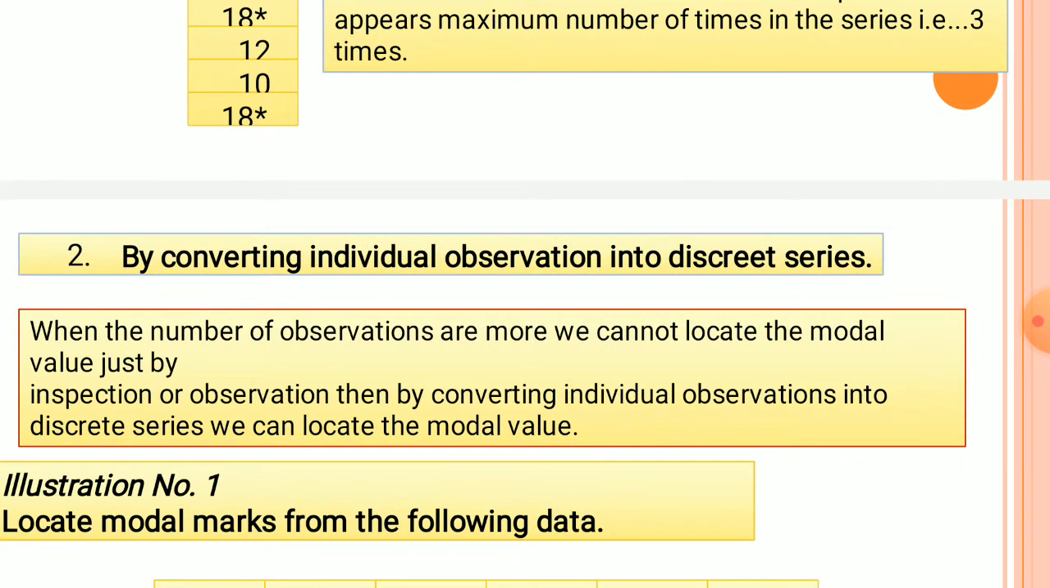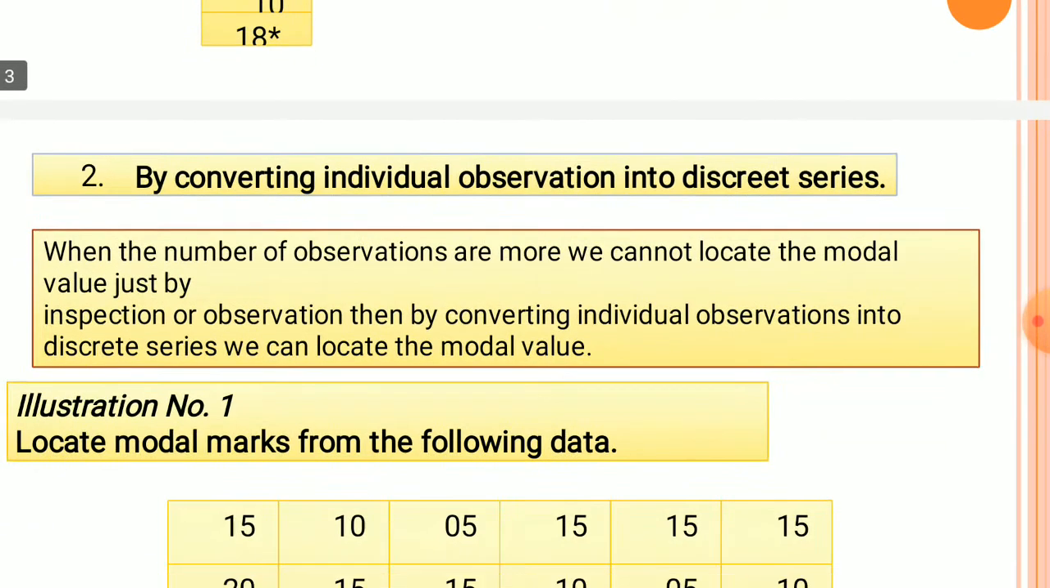Now, converting individual observations into a discrete series. When the number of observations is more, we cannot locate the modal value just by inspection or observation. Then by converting individual observations into a discrete series, we can locate the modal value. We can locate the modal value just by observation when a small number of items are given. But when the number of items is more, we cannot locate it just by inspection or observation.